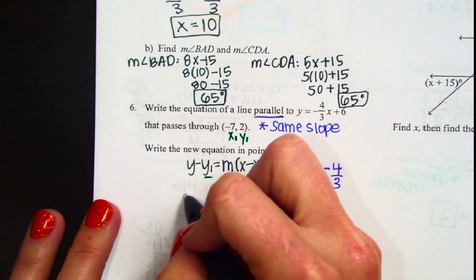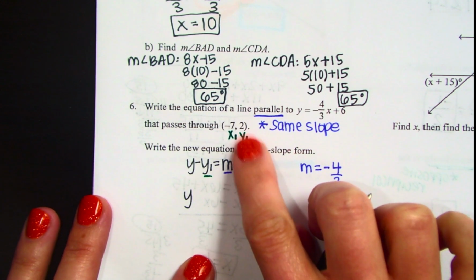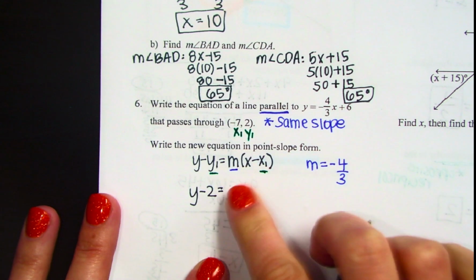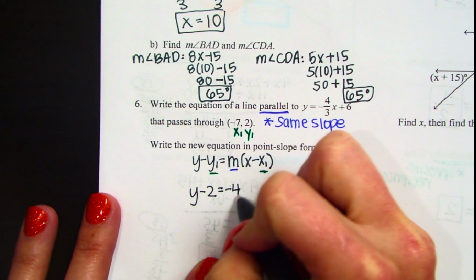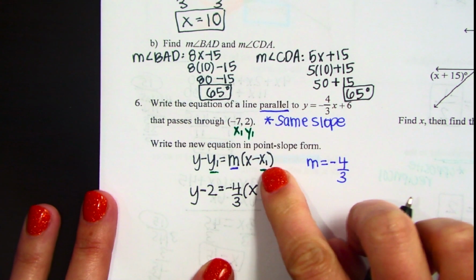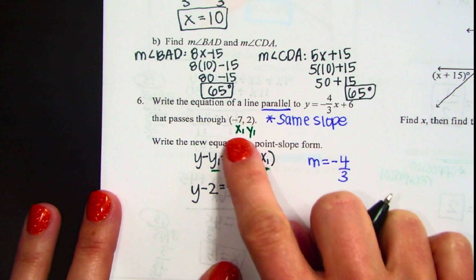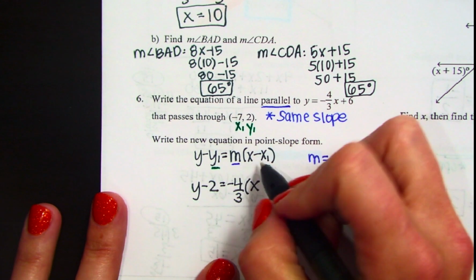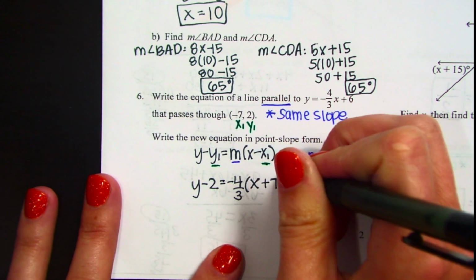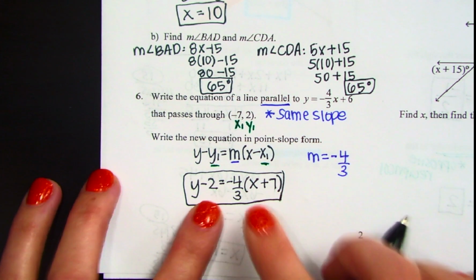So you always copy your first y. Then you replace y1 with y1 from your ordered pair. So that's minus 2. That's equal to my slope, which is negative 4/3. Open parentheses. Copy your first x, and you're replacing x sub 1 with x sub 1 from your ordered pair, but since it's minus in my formula, I'm going to write plus. So this is going to be our answer. They just want the equation in point slope form, so leave it in point slope form.